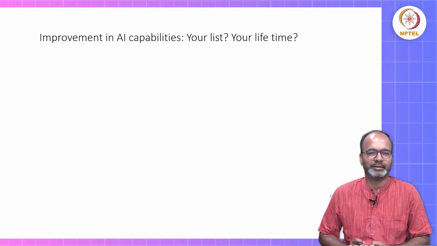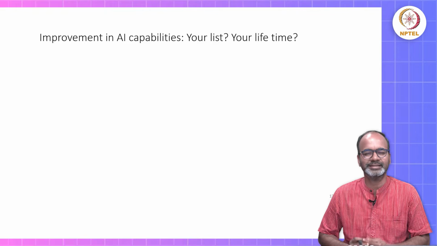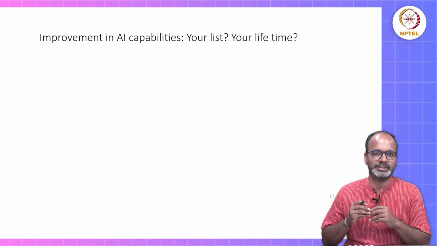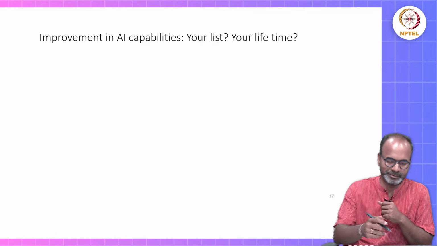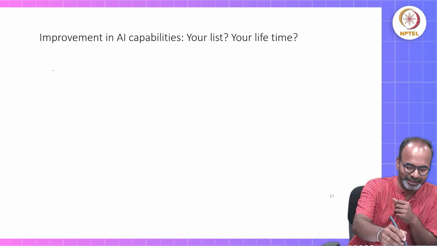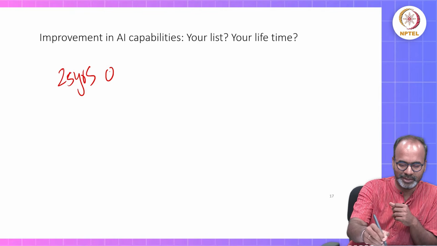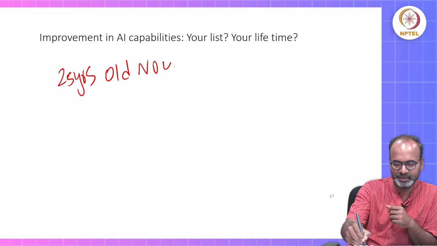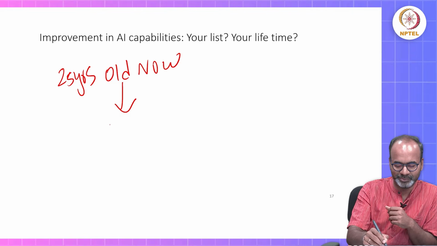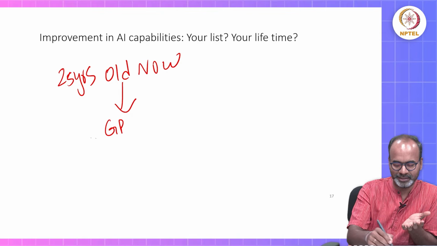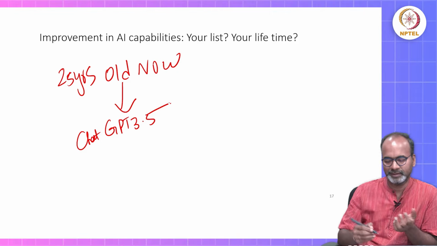What I would like you to think about, before you come to watch the next part of the video, is to actually think about AI capabilities in your lifetime, right? So, for example, let's take you're 25 years old now. You must have been exposed to GPT, ChatGPT 4, ChatGPT 3.5, right?